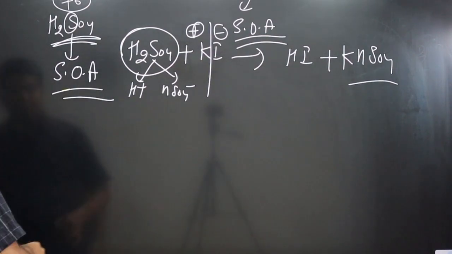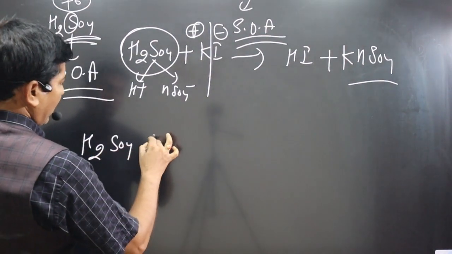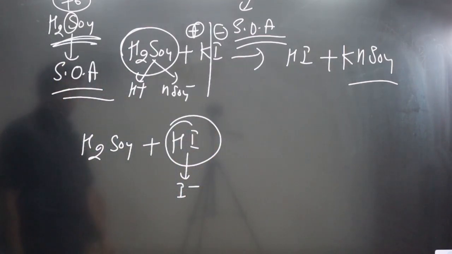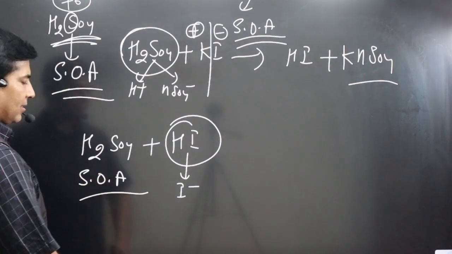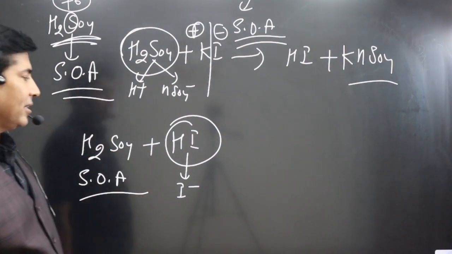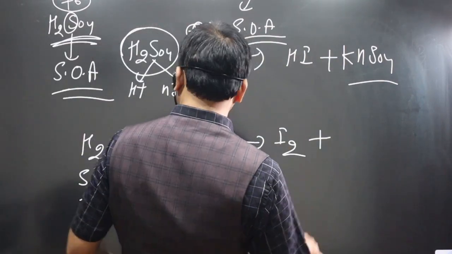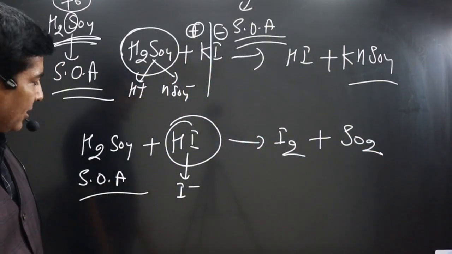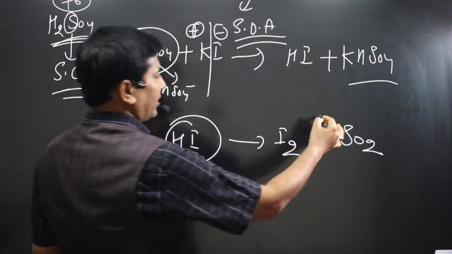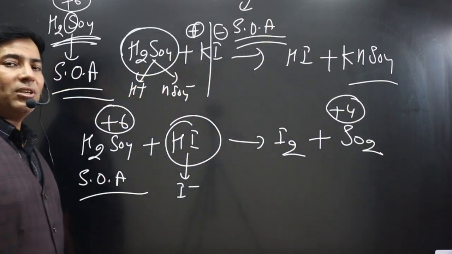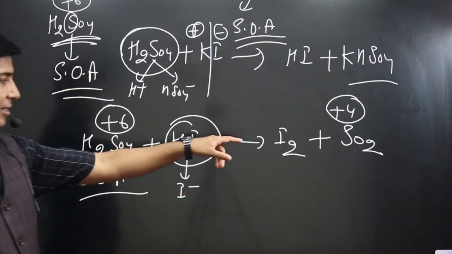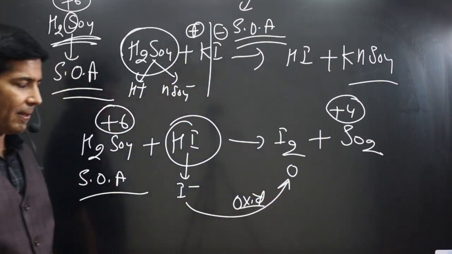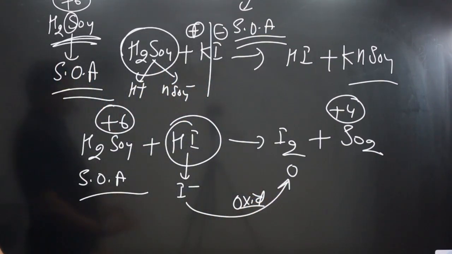We have H2SO4 and then HI. From here we can get I minus. H2SO4 is a strong oxidizing agent, so it will oxidize I minus into I2, and it will undergo reduction and convert into SO2. In reduction there is a decrease in oxidation number: you can see sulfur is present in plus 6 and goes to plus 4, so sulfur is undergoing reduction. In the case of I minus, on this side it is 0, so you can see an increase in oxidation number, which is oxidation.